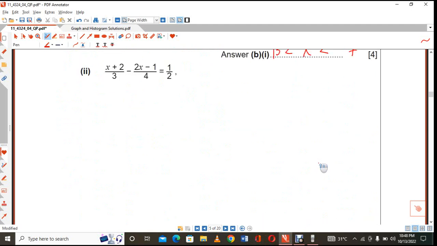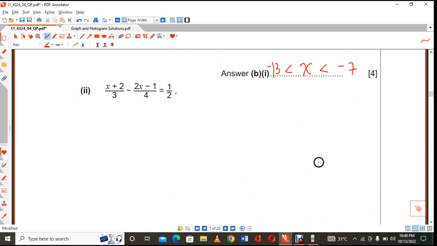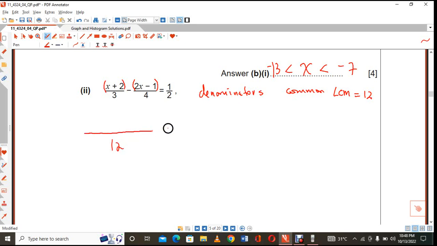The next question deals with algebraic fractions or equation because it says we should solve. So whenever you have an expression like a denominator, you always put brackets. My method: I'm going to make the denominators common by looking for the LCM, and the LCM is nothing but 12. So everything is going to be over 12, and on this side, a half is nothing but 6 over 12.